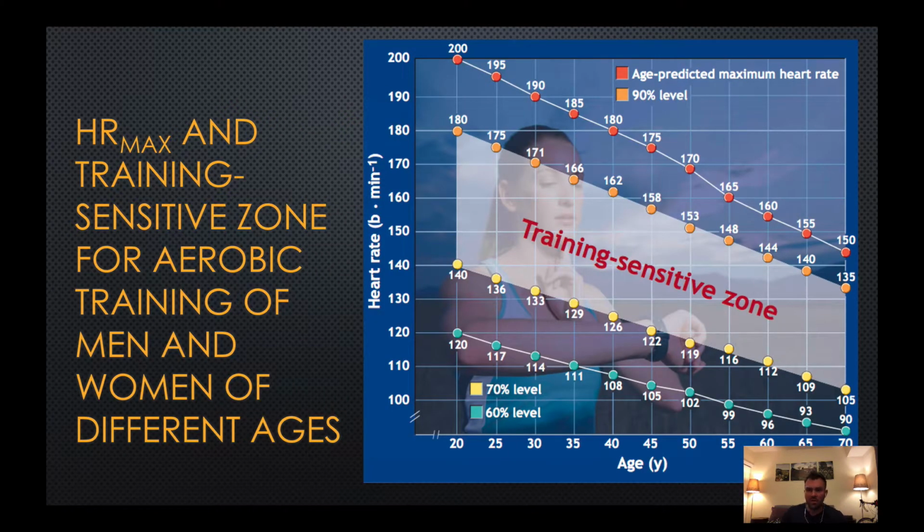So here you have essentially the training sensitive zone, which we were just talking about. Here they have 70% as the yellow dots and 90% as the orange dots. You could train really anywhere in there, again down to 60% up to 90%. But again, the body doesn't necessarily need all that to see some change.